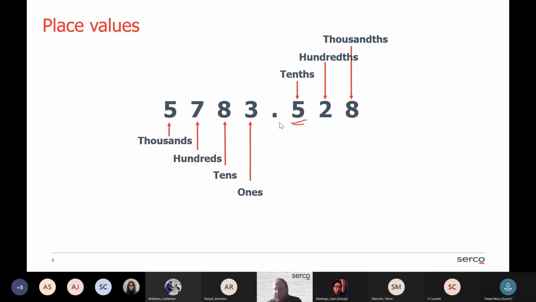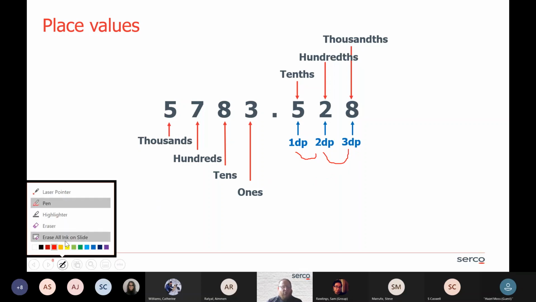What is useful to know, and I think Steve has just put in the chat as well, is that this 5 is also known as 1 decimal point, which I'll just put DP here. Let me just get the line on there. And then if that's 1, we go 1 more, gives us 2 decimal points, and we go 1 more and gives us 3 decimal points. So that's slightly more important to know.